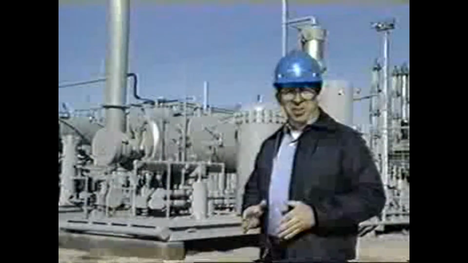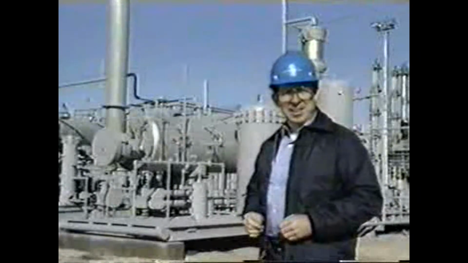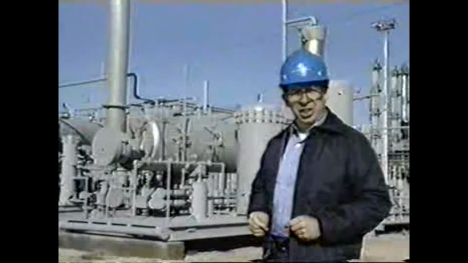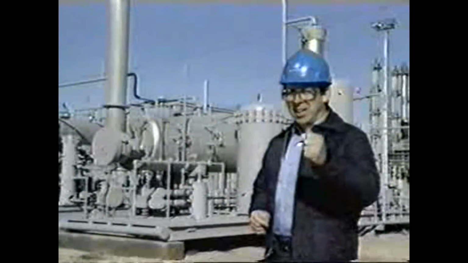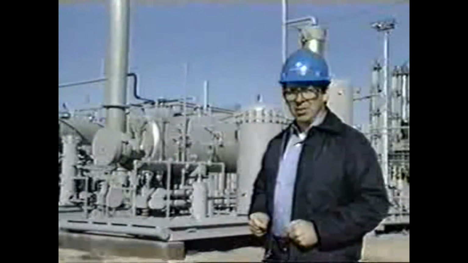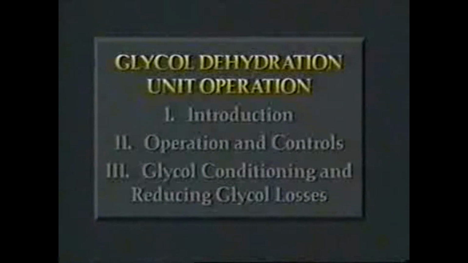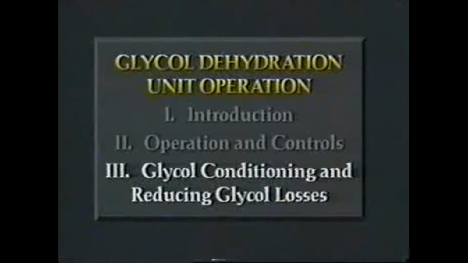Each component functions in a glycol dehydration unit. Now let's look at glycol conditioning and how glycol losses can be reduced. This is the third section of a three-section module on glycol dehydration unit operation. In this section, we'll examine the importance of glycol conditioning, operational procedures, and potential problem areas within the system.